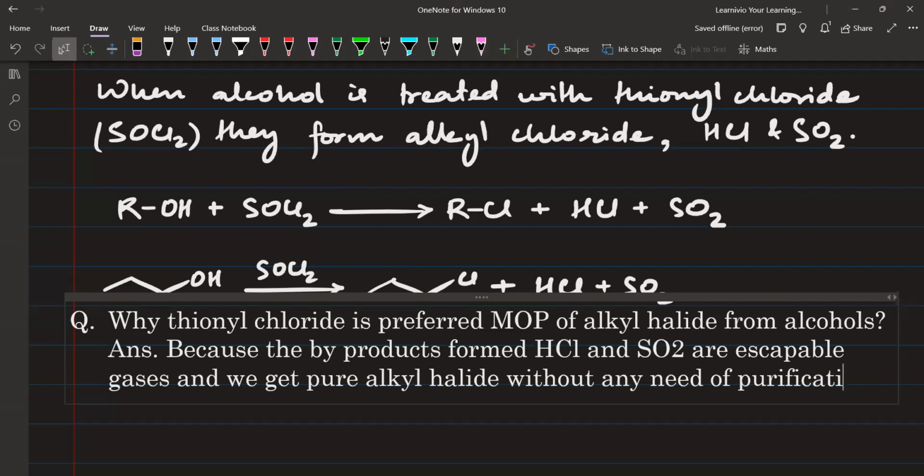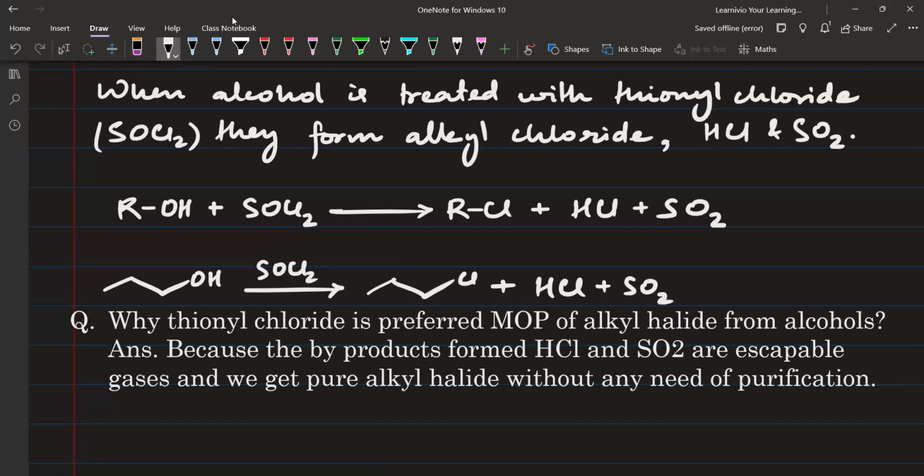Otherwise, you would have to purify it. You can directly get the alkyl halide. In general, whenever you have a mixture, HCl and SO2 escape, and then you have the product. There is no need of purification. Copy this down, raise your hand if you're done. Only this question is important from this. That is why the byproducts are also important.